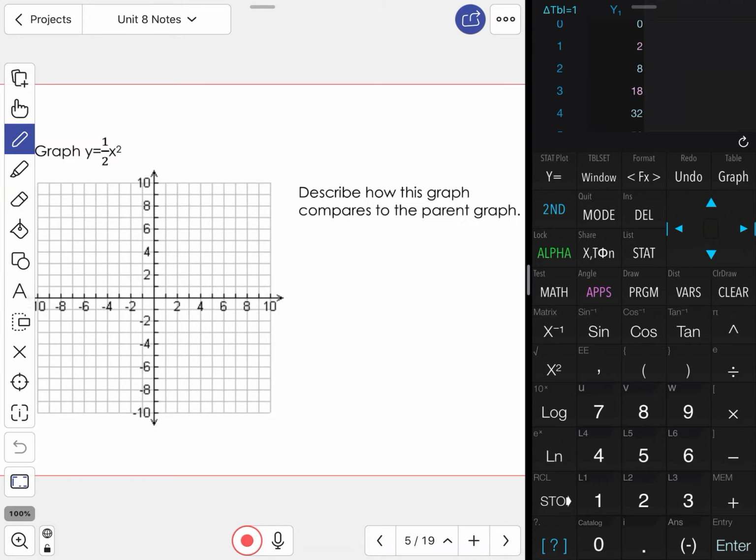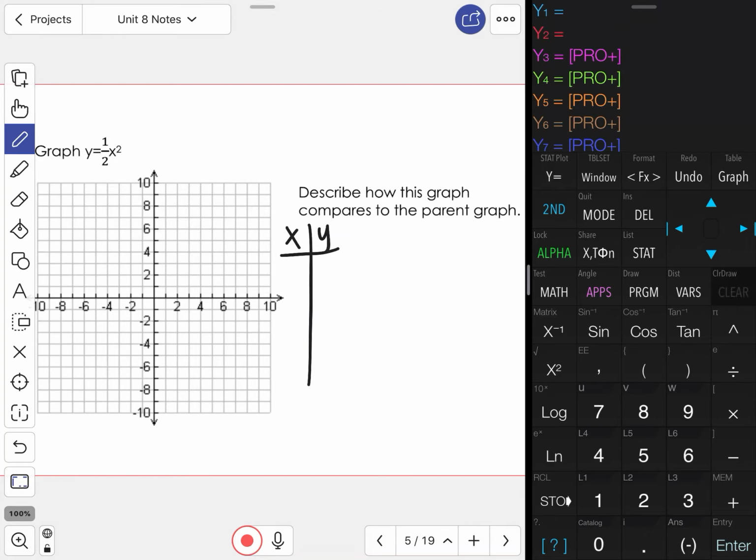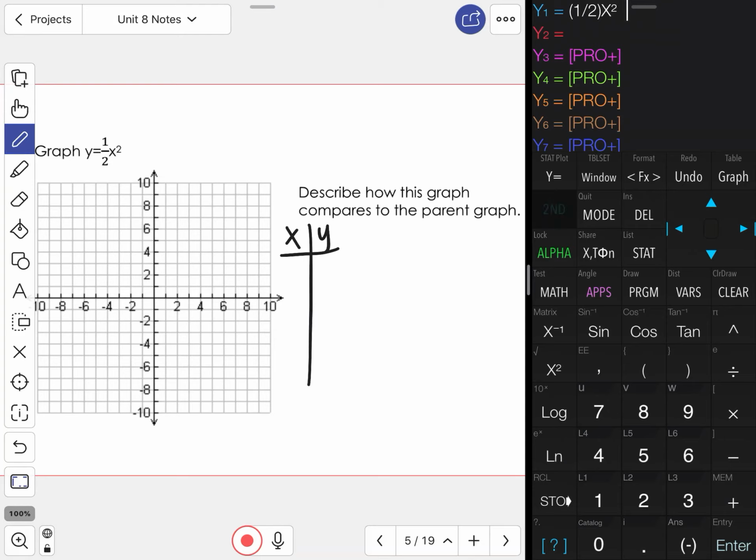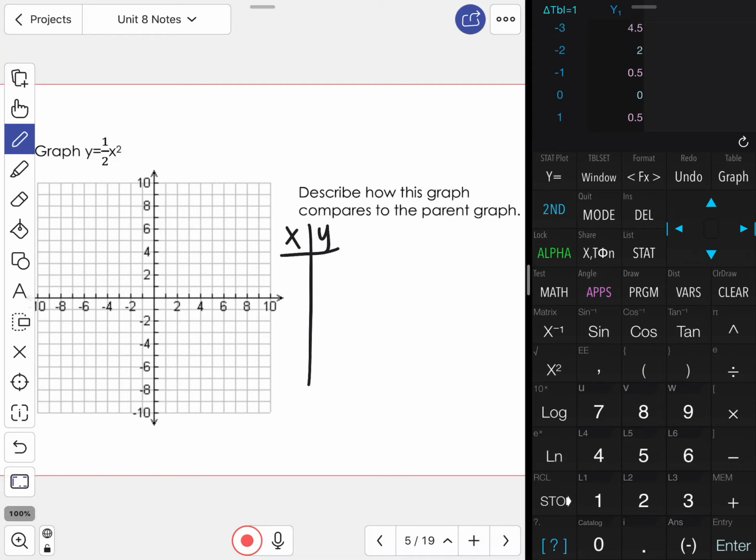Okay, let's try another one. Now we want to graph 1/2 x squared. Okay, so we're going to go in our calculators back to y equals, and now we have to type in a fraction. So whenever I type in a fraction, I have to make sure that it's in parentheses. So parentheses 1 divided by 2, and close that parentheses, and then x squared. Once we have that in our y equals, we're going to look at what our graph should look like. Then we're going to go to our table and hit second graph.